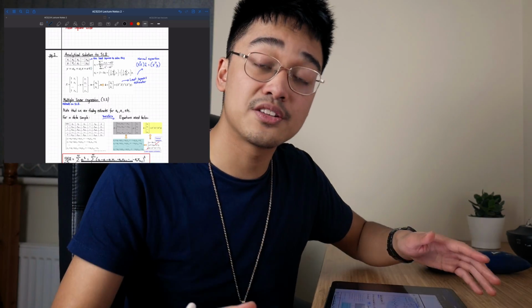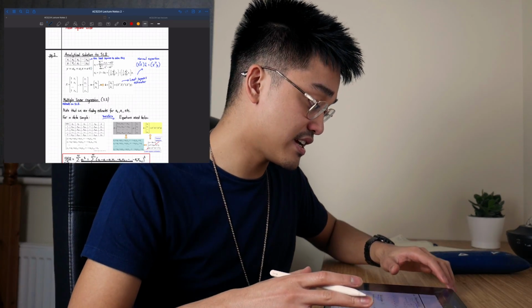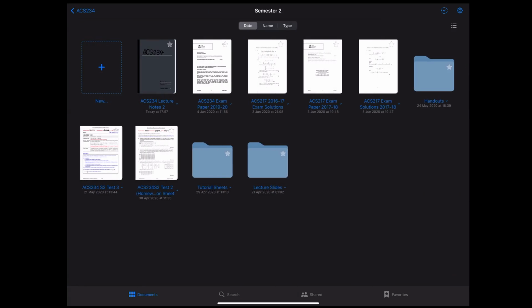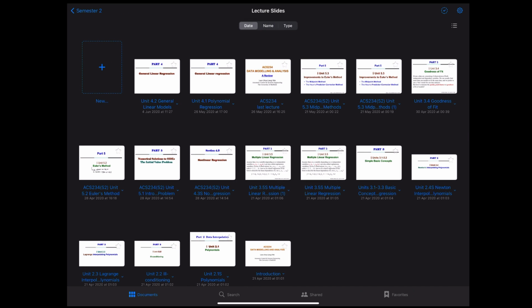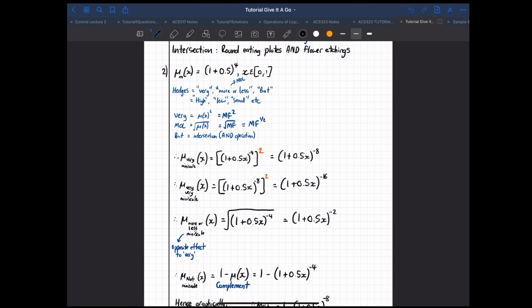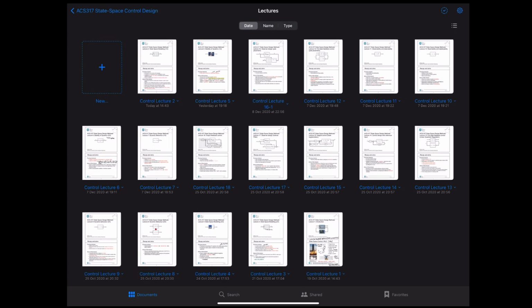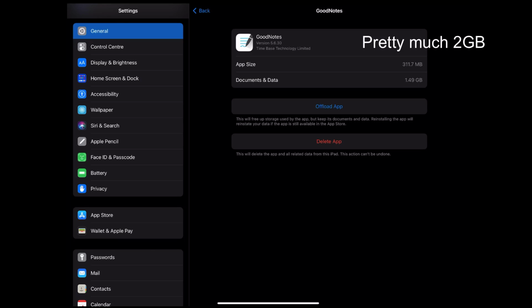For people concerned about storage, I've had this tablet for a year, and as you can see with the amount of sheets that I have, pretty much all the lecture slides that I own from second year, third year, like all these pieces of paper, as you can see, right? All this is only using 2 gigabytes of storage. So if you're looking to buy the 64 gigabyte configuration, then honestly, I think that would be more than enough if you're going to use this device purely for note-taking.